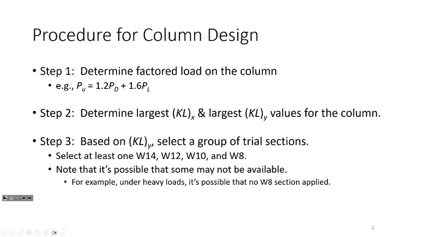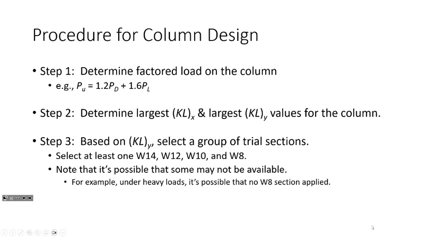Here's where things might be a little interesting. Okay? You cannot look up a section based on the strong axis. You can't do it because Table 4.1 is written for the weak axis. So what you have to do is look up sections based on the weak axis, and then for each of them check the strong axis. Now, here's my suggestion. Based on KLy, based on the weak axis, you need to select a trial group of sections. Okay? And here's what I mean by that.